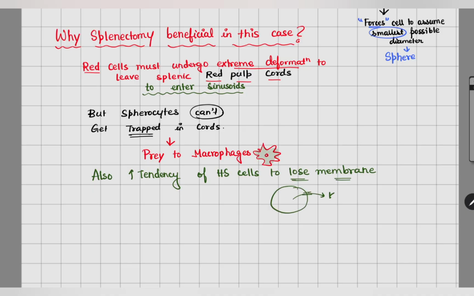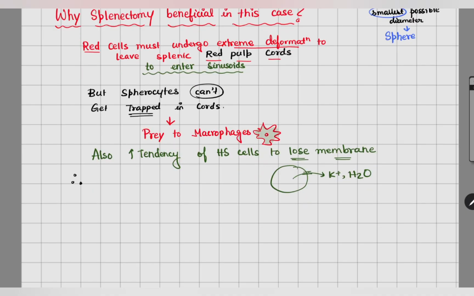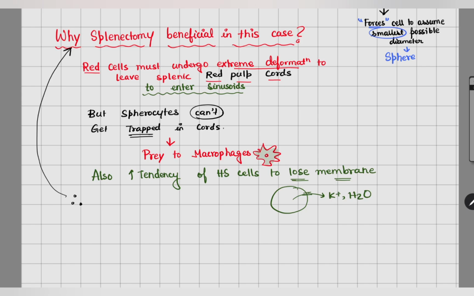Also, there is a high tendency of spherocytes to lose membrane. Hence, potassium and water escape and the cell becomes dehydrated. Hence, in this case, splenectomy is beneficial so that spherocytes do not have to go through all these traumas and they will still persist, but anemia will be corrected as they will not die.